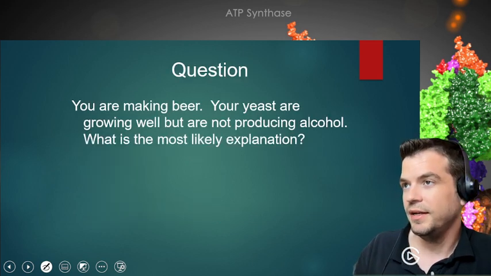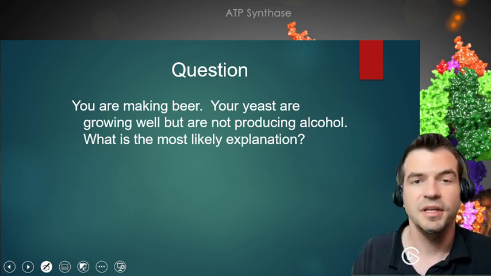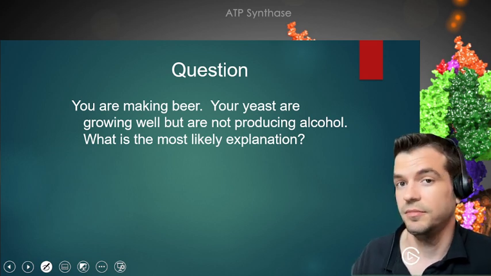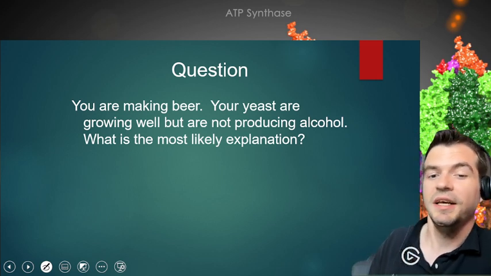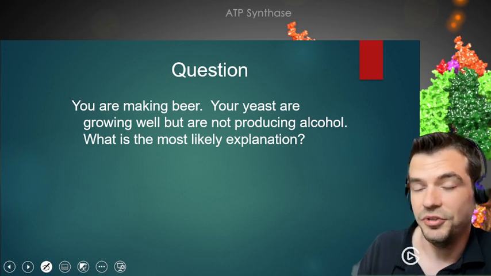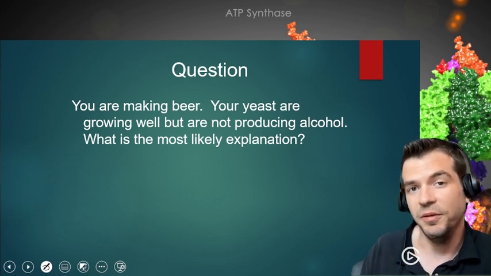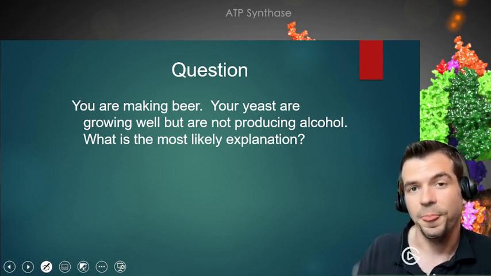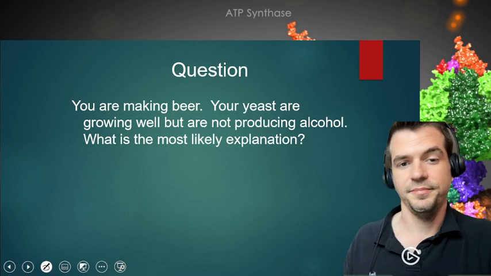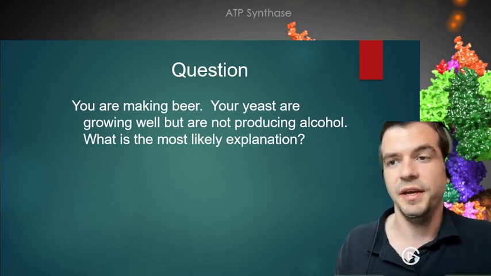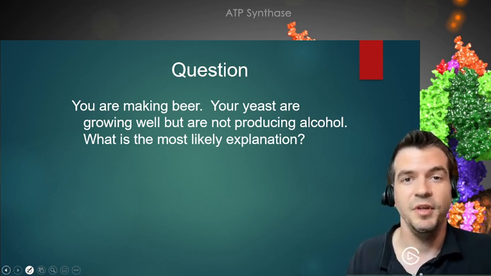So again, here's our question. We're making beer, not producing alcohol. What's our most likely explanation? The most likely explanation is that there's too much oxygen. So they didn't switch to fermentation, and they are not making alcohol, because they would much rather have oxygen and enter the electron transport chain than just ferment. Hopefully this clarified fermentation and anaerobic respiration, and I'll see you next in nutrition.